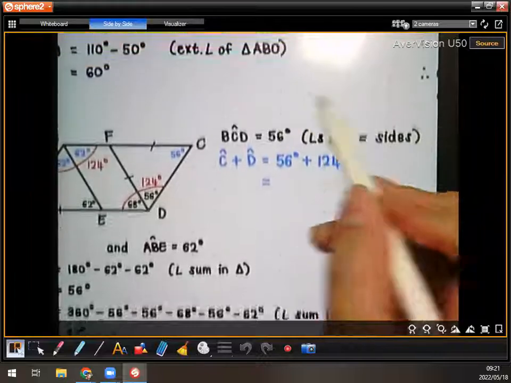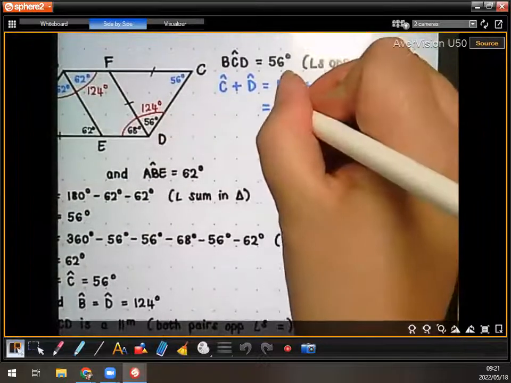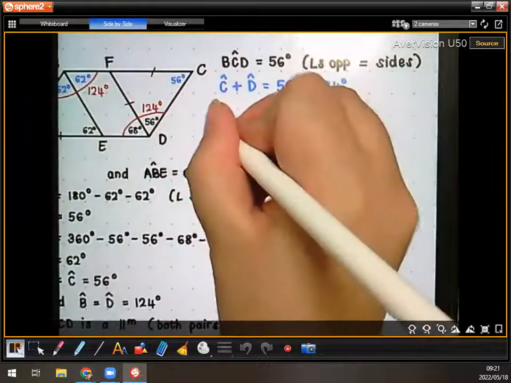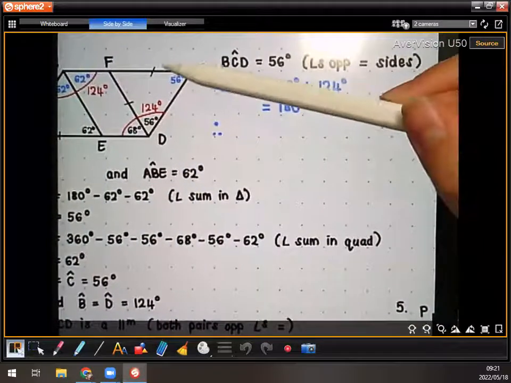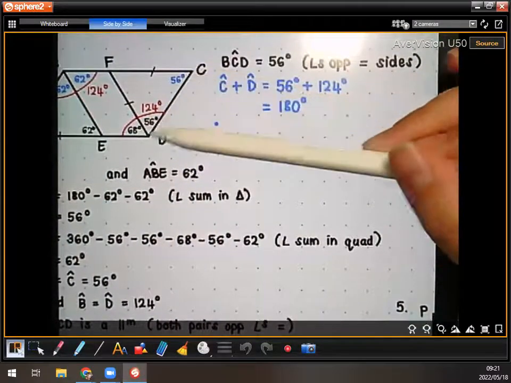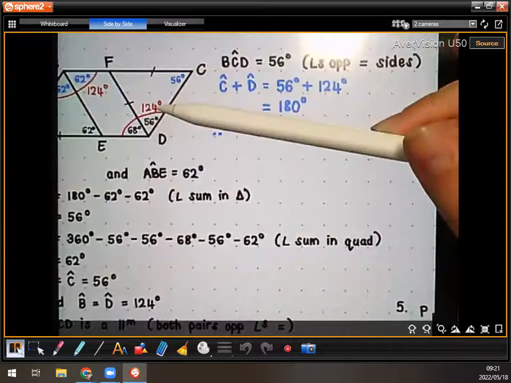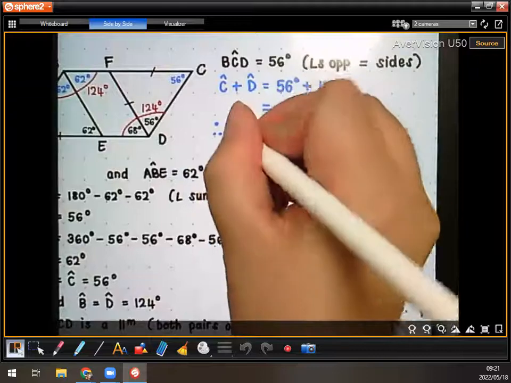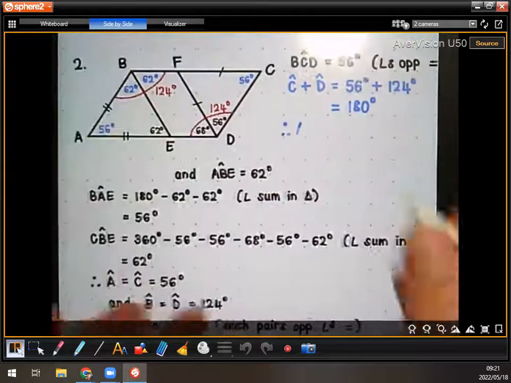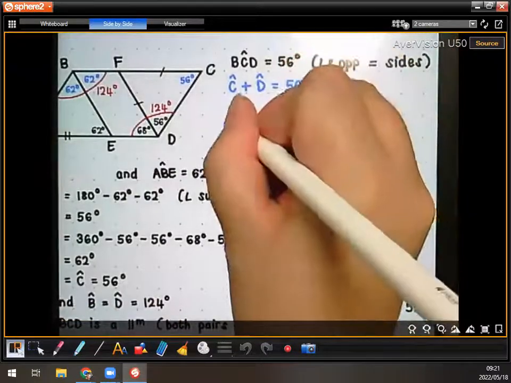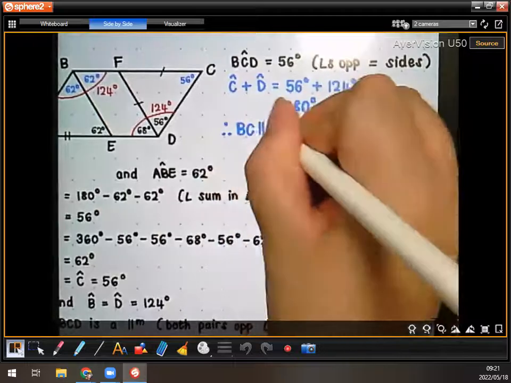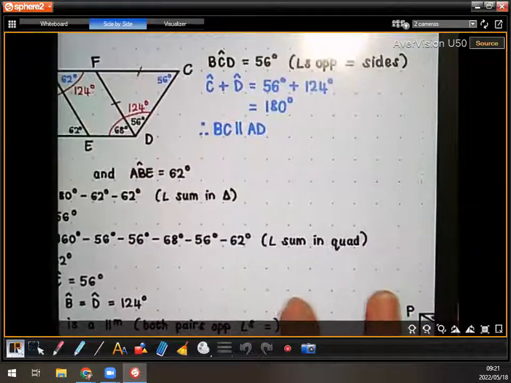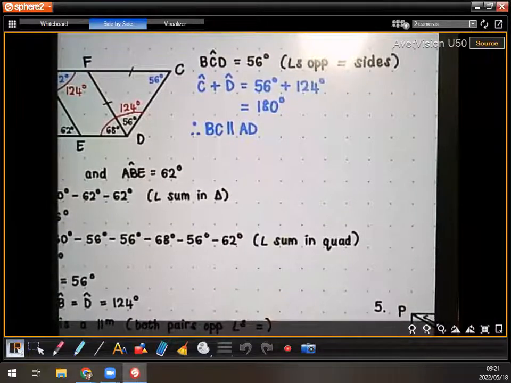Now when we add these two values together, we do get 180 degrees. Therefore, the only way for these two angles to add up to 180 degrees is if they lie between parallel lines. So now we can say, therefore, BC is parallel to AD. And now your reason is very important.